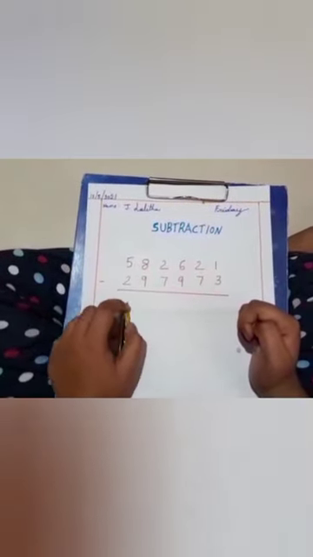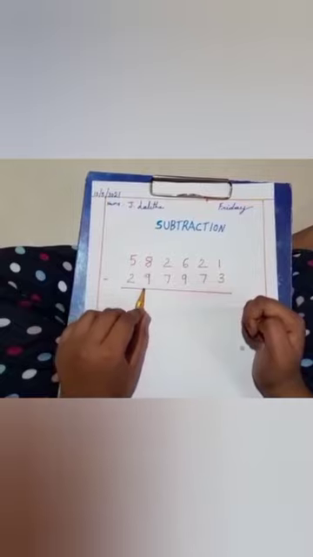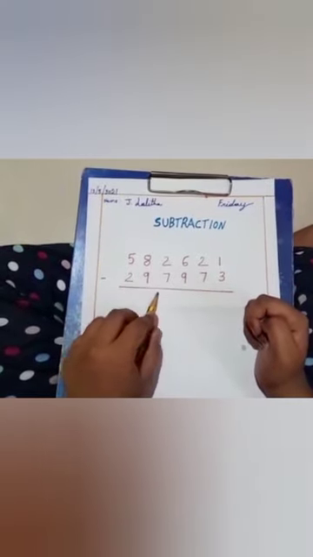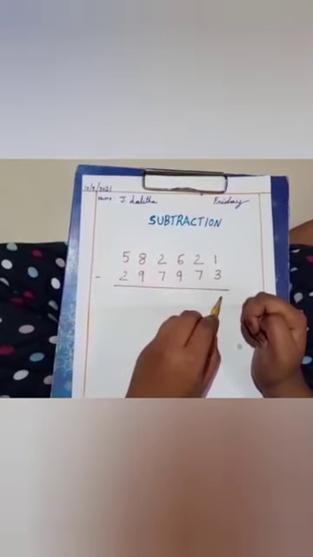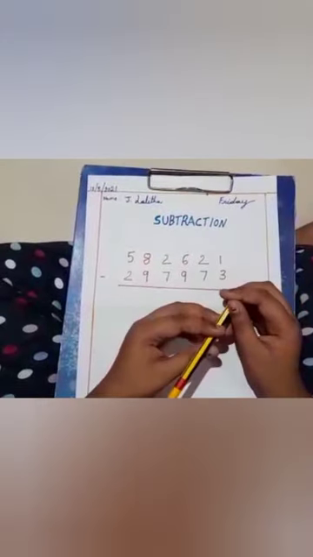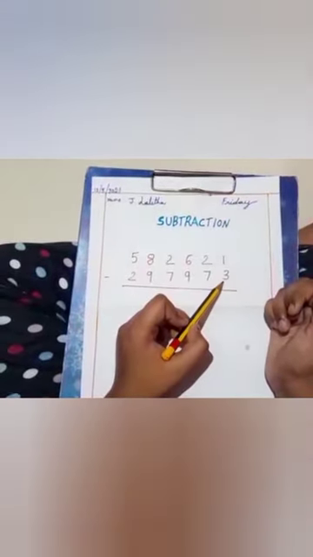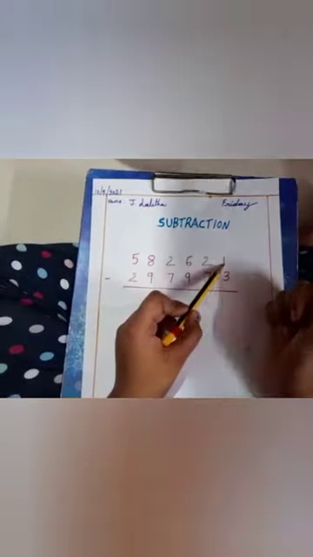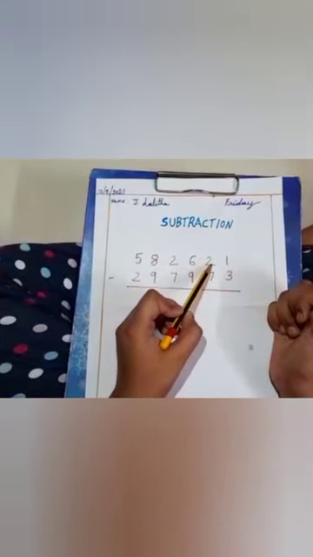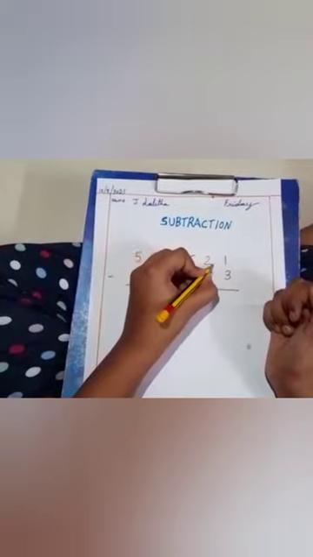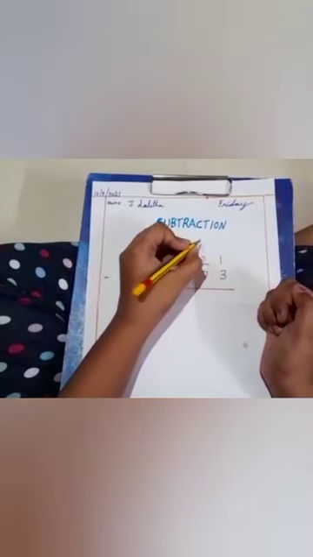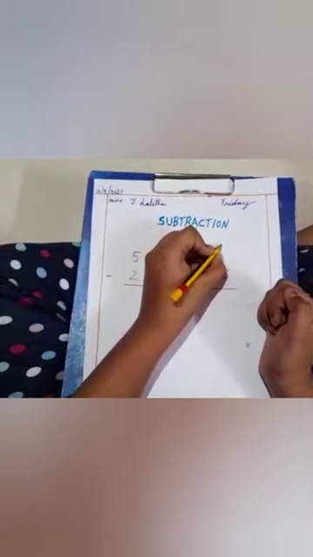Today we discuss subtractions. The question is 5,82,621 minus 2,97,973. We cannot subtract 3 from 1. So we take borrow. 2 becomes 1, and 1 becomes 11.